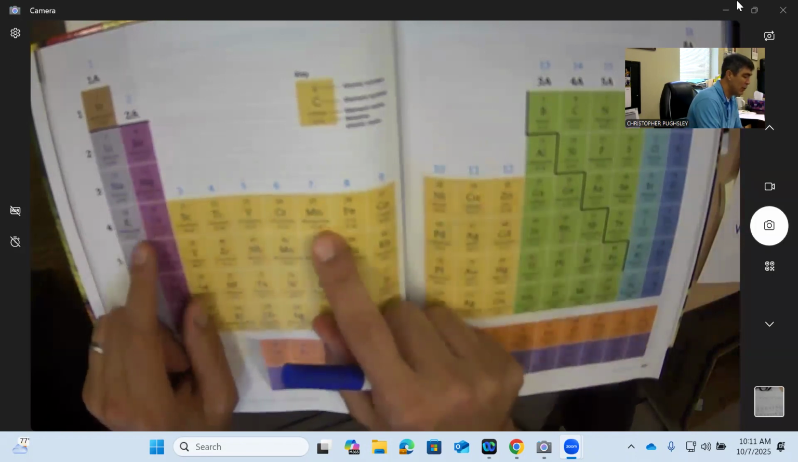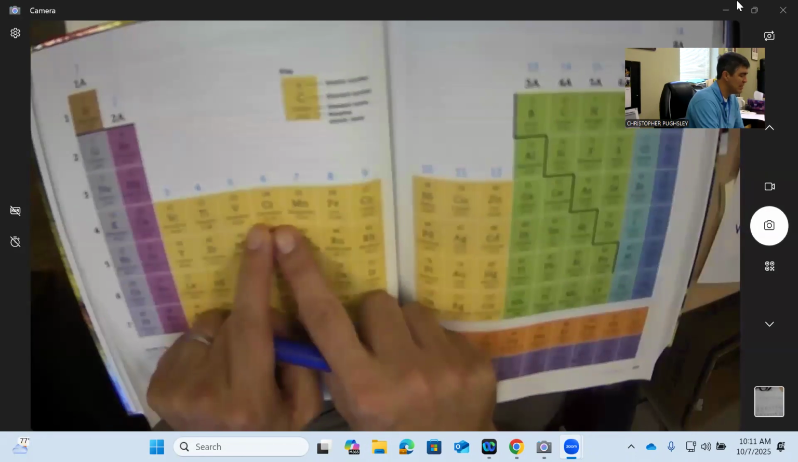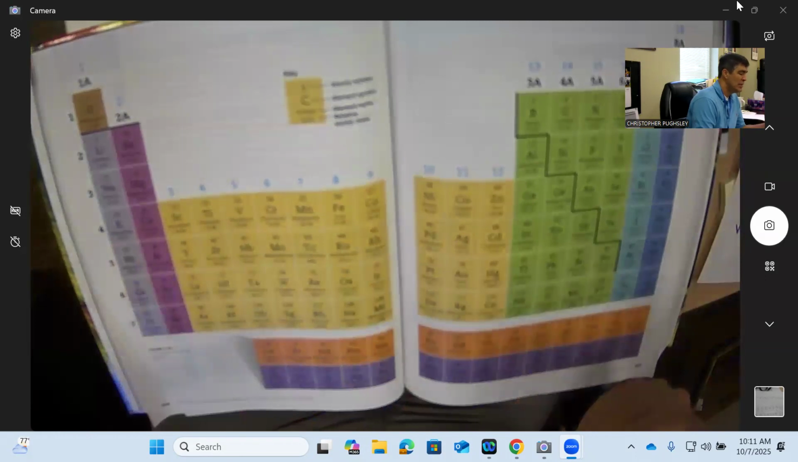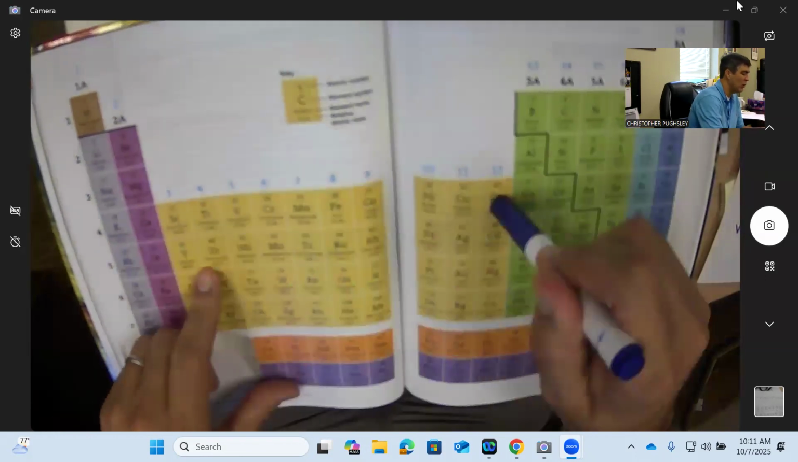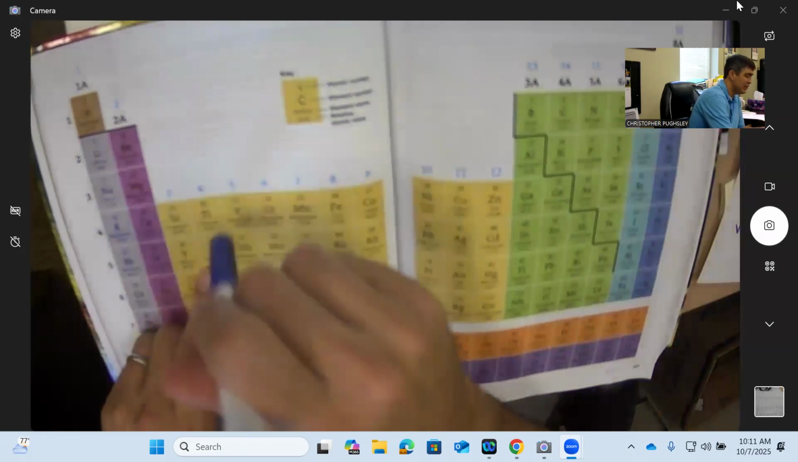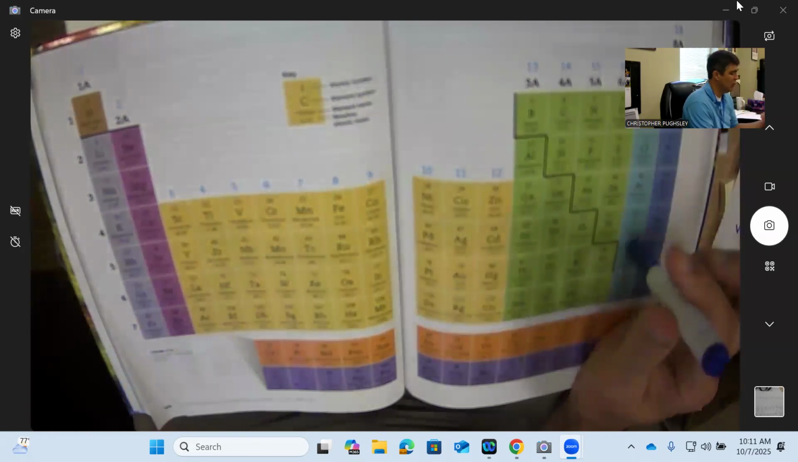It would do the same right here for chromium. Chromium has 4. Instead of it being just 3d4, it would actually be 3d5, 4s1. So again, this is considered a lower energy level than 4s. That's why they call it 3D. It's considered a lower energy level.